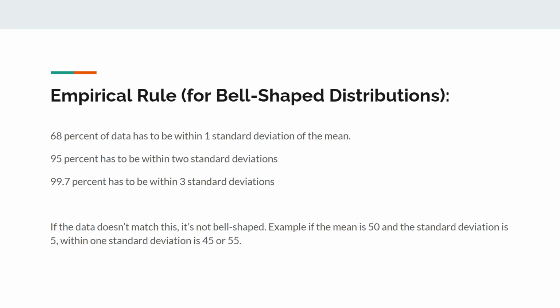And now we get to the empirical rule. And this is basically like a test to see if it is actually a bell-shaped distribution. That just means 68% of data has to be within 1 standard deviation, 95% within 2, and 99.7% within 3. If the data doesn't match, it's not bell-shaped. So if the mean is 50 and the standard deviation is 5, within 1 standard deviation is 45 to 55. So if 68% of the data does not fall between these two, then that means it's not bell-shaped. At least 68% has to be between this.